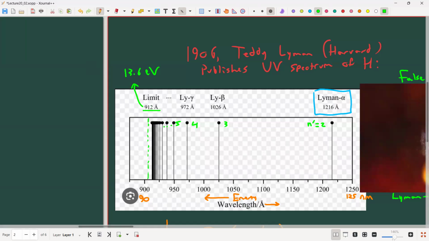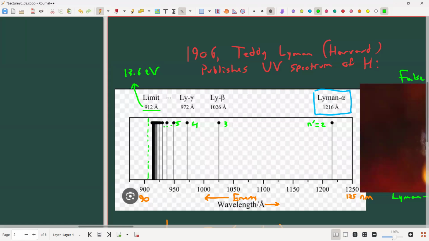They never quite reach there because you need to infinitely excite the electron to get there, or give it more and kick it out. But your bound absorptions, where the electron is still stuck to the proton, get closer and closer together to that limit. So Lyman, he didn't know it, measured the ionization energy of hydrogen without even knowing.